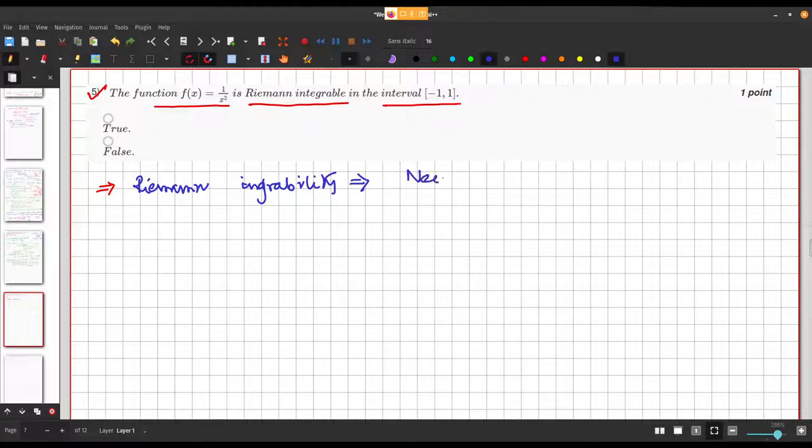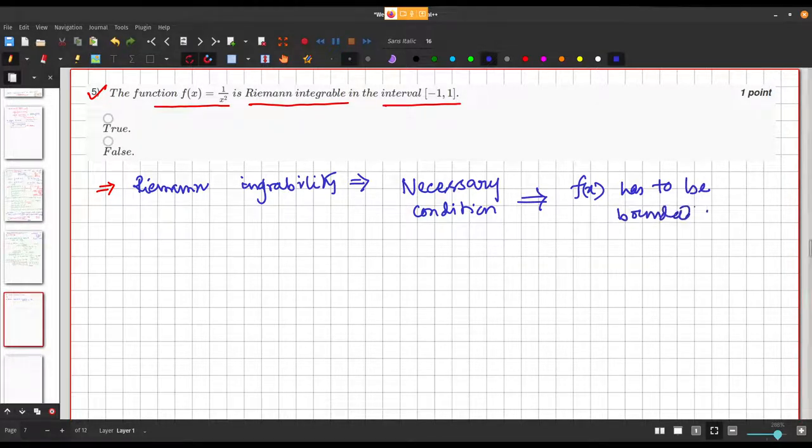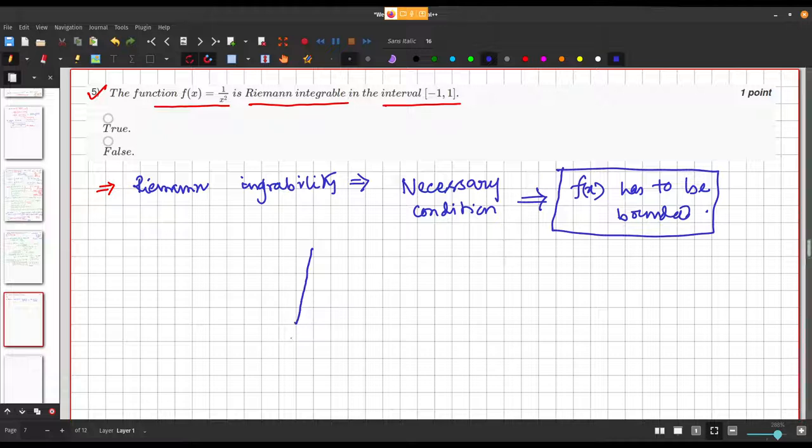There is one necessary condition for Riemann integrability checking, and that is that the function that we are checking has to be bounded. Okay. So now if we plot the function here, let me draw a coordinate system.